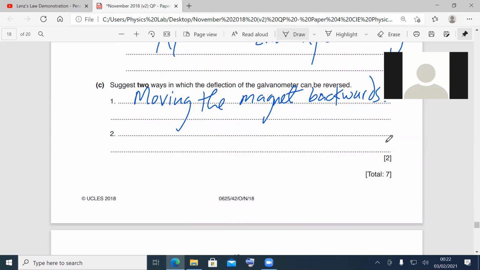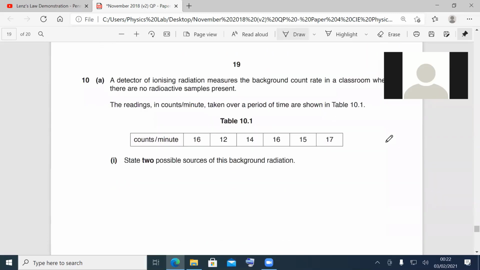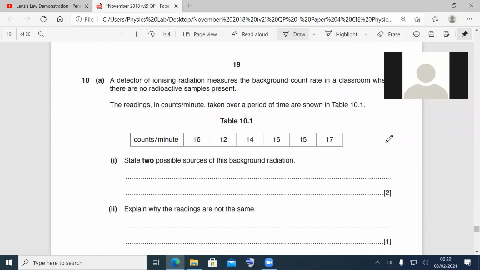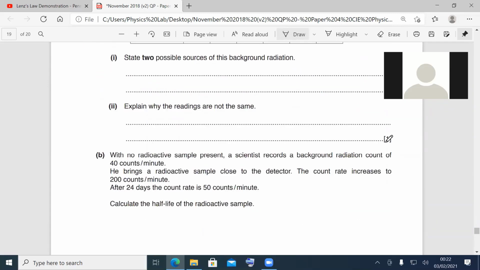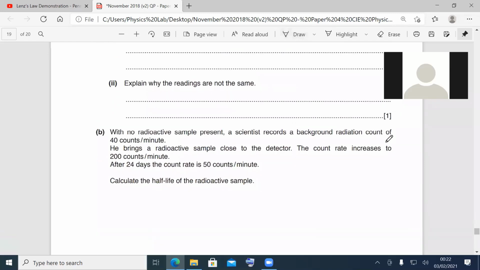Yes, either moving it away. In this experiment, you're only moving the magnet. But you can as well move the solenoid to and away from the magnet. And likewise, that was different. Okay, so that was about that question there.